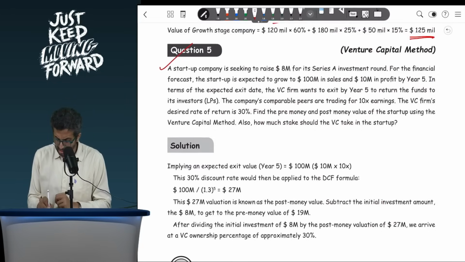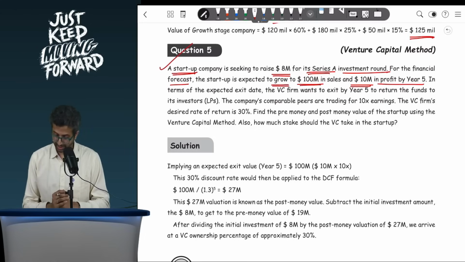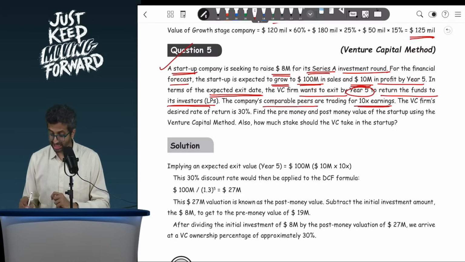A startup company is seeking to raise $8 million for its Series A investment round. For the financial forecast, the startup is expected to grow to $100 million in sales and $10 million in profit by year 5. In terms of the expected exit date, the venture capital fund wants to exit in year 5 to return the funds to the investors, that is the limited partners. The company's comparative peers are trading for 10 times the earnings.